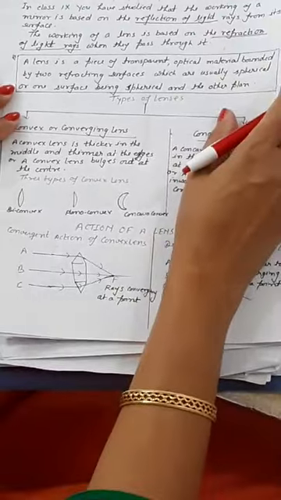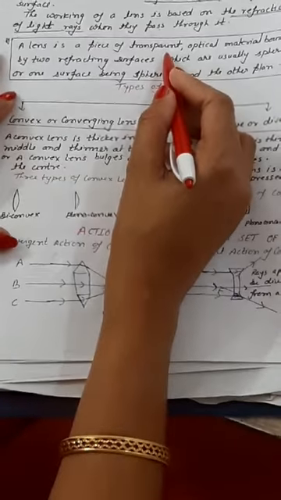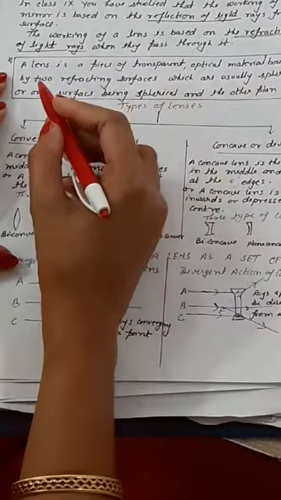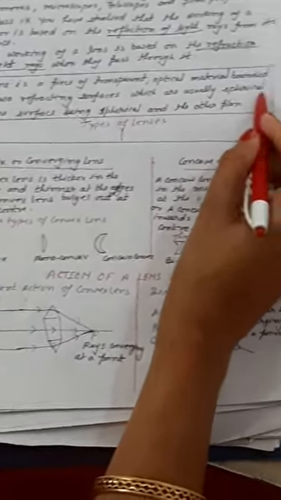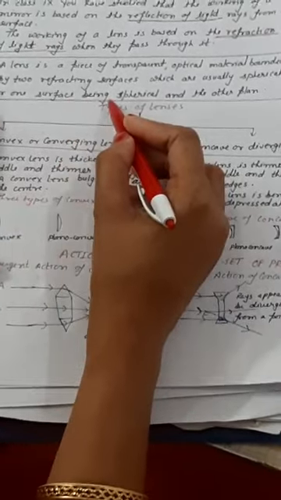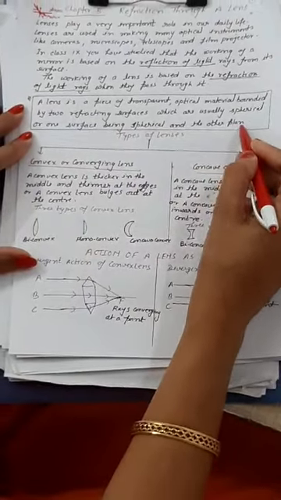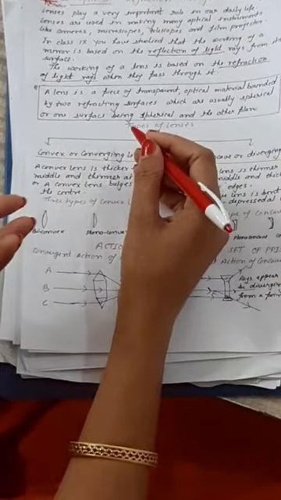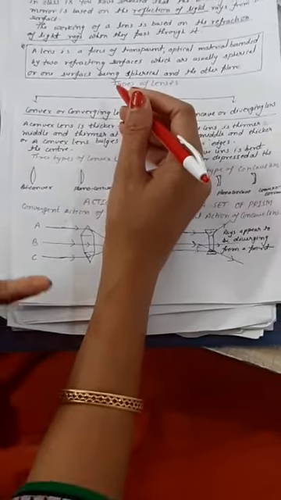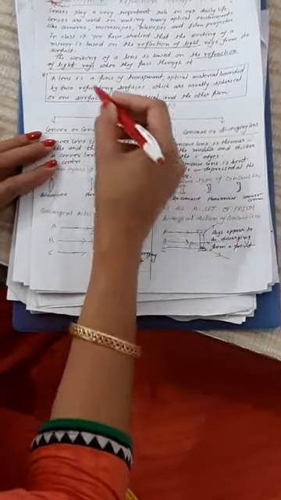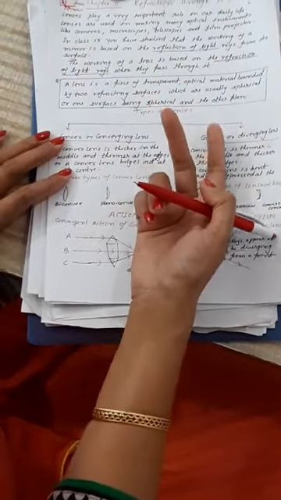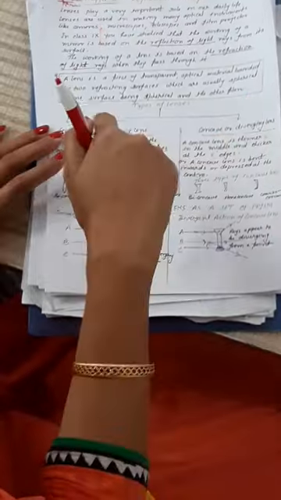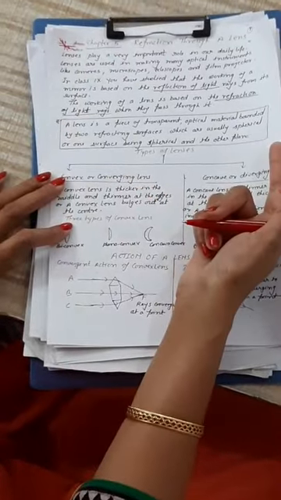So first I would like to explain what a lens is. A lens is a piece of transparent optical material bounded by two refracting surfaces which are usually spherical, or one surface being spherical and the other plane. As I said, there are two surfaces. Both may be spherical, or maybe one is spherical and the other plane.